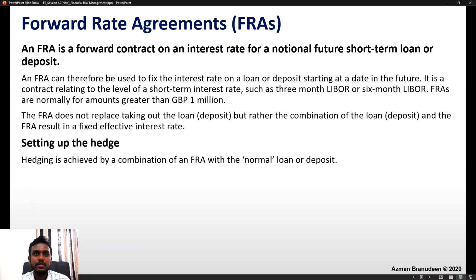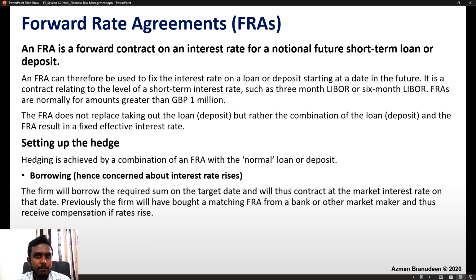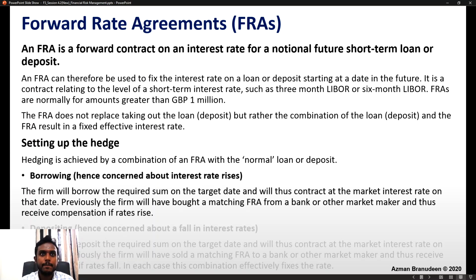How do you set up the hedge? Hedging is achieved by a combination of an FRA with a normal loan or deposit. Borrowing: the firm will borrow the required sum on the target date. You apply an FRA if you're concerned about interest rate rises, and will thus contract at the market interest rate on that date. Previously, the firm will have bought a matching FRA from a bank or other market maker and thus receive compensation if rates rise. So that's a matching technique to the risk that you're taking.